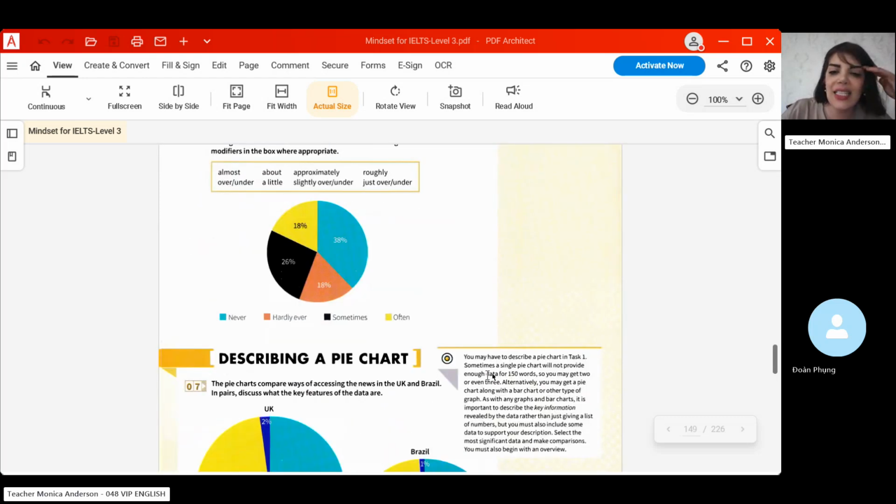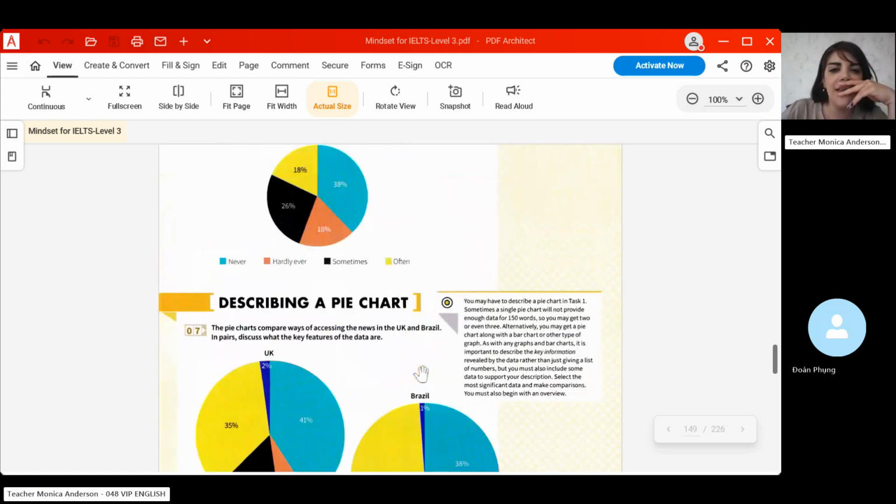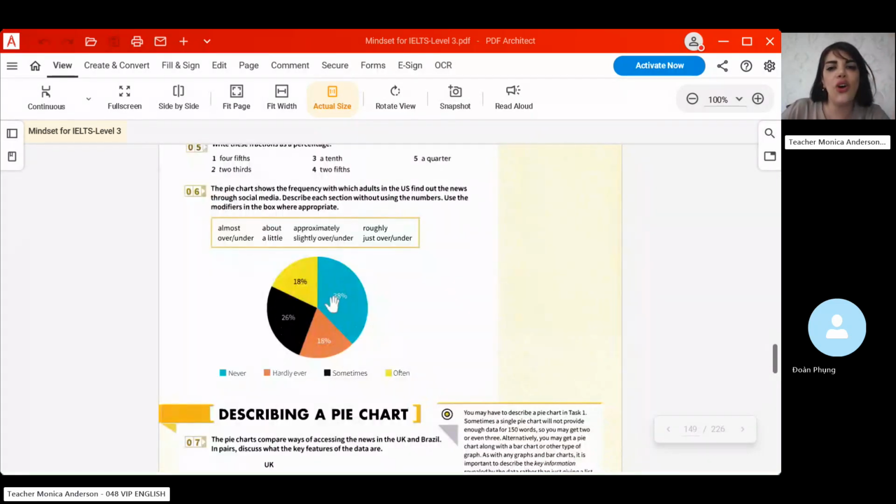Well, let's talk about them. So you can see the chart. This is a pie chart. And now we're going to describe each section. Let's get started with the blue section. How to describe it? For example, the blue one says never.